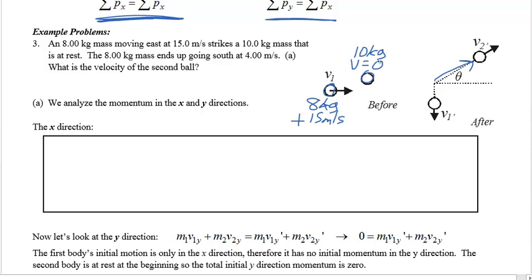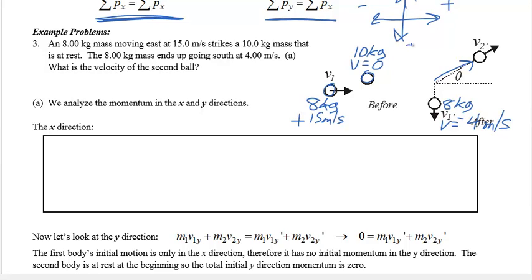The 8 kilogram mass ends up going at 4 meters per second. So we know that this 8 kilogram mass is now going at 4 meters per second. And it says south, so we're going to make that a negative value, right? We're going to say that if something is moving to the right, it's positive, to the left, it's negative, up is positive, and down is negative to help us decide what ways everything's moving. So we analyze the momentum in the X and Y direction.